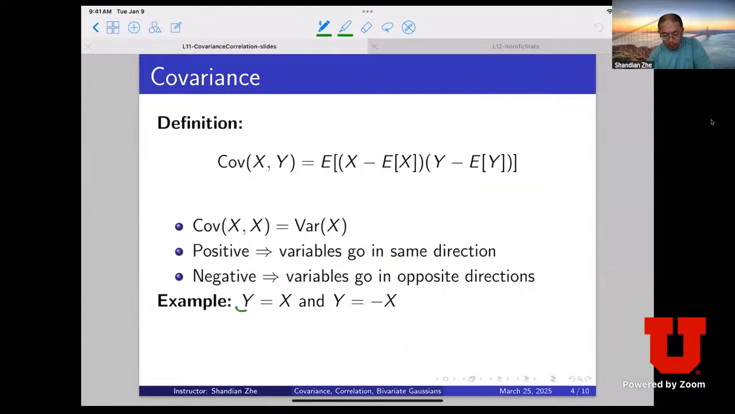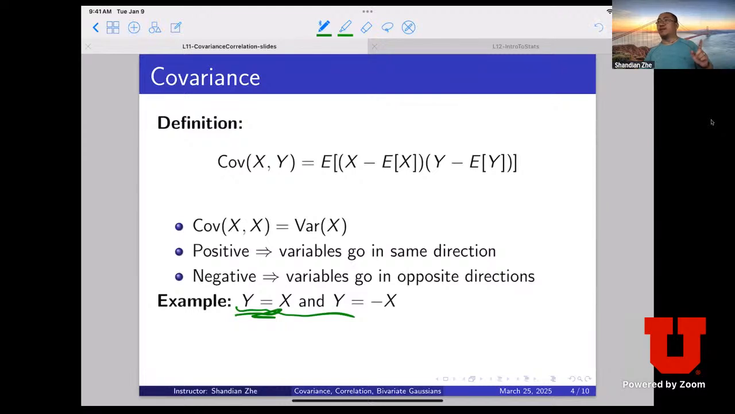So here we want to give you some extreme cases to help us understand the definition, right? As we mentioned, the covariance measures how these two variables vary along the same direction or different directions, right? So if we take y equals x, that means x and y are the same, right? In this case, x and y must vary in the same direction, because y is the same as x.